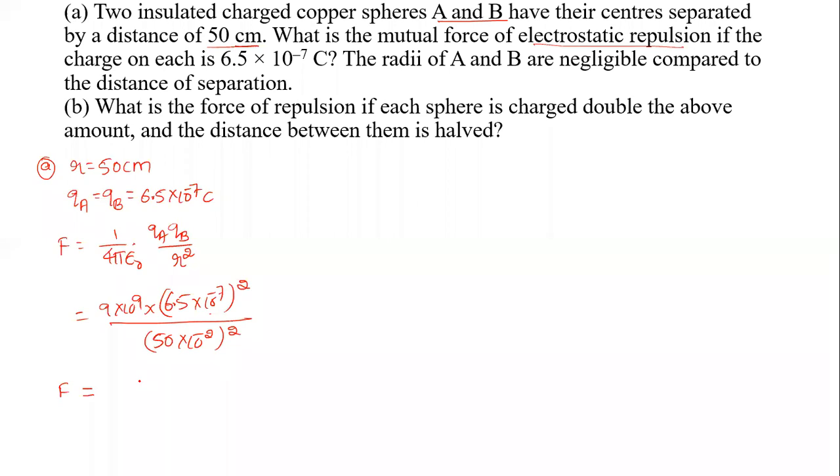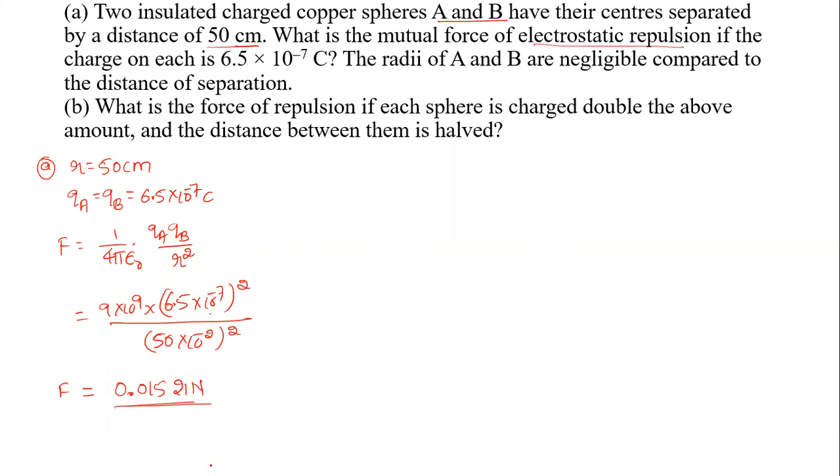So 0.01521, correct. One answer I got from Srishti. 0.01521 Newton. That is the force of mutual electrostatic repulsion between those two.